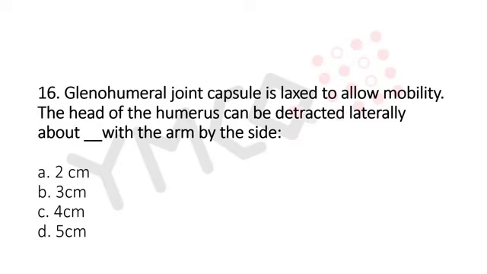Glenohumeral joint capsule is lax to allow mobility. The head of the humerus can be distracted laterally about dash with the arm by the side. Option A, 2 cm, option B, 3 cm, option C, 4 cm, option D, 5 cm. And the answer is option A, 2 cm. Now let's move to question number 17.